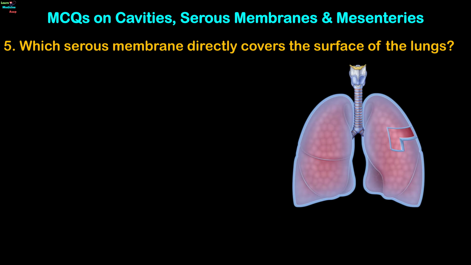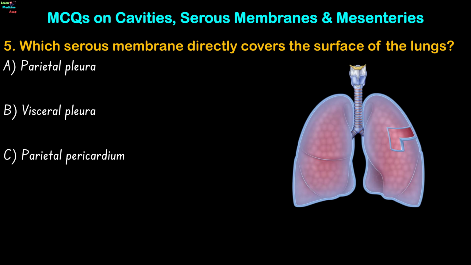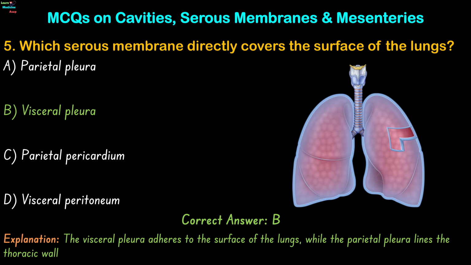Question 5. Which serous membrane directly covers the surface of the lungs? Parietal pleura, visceral pleura, parietal pericardium, or visceral peritoneum? The correct answer is option B. The visceral pleura adheres to the surface of the lungs, while the parietal pleura lines the thoracic wall.